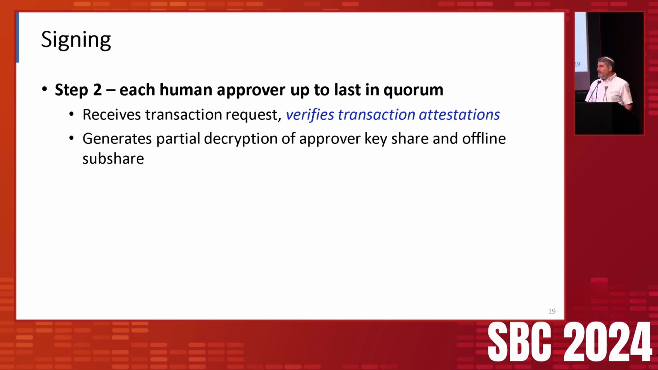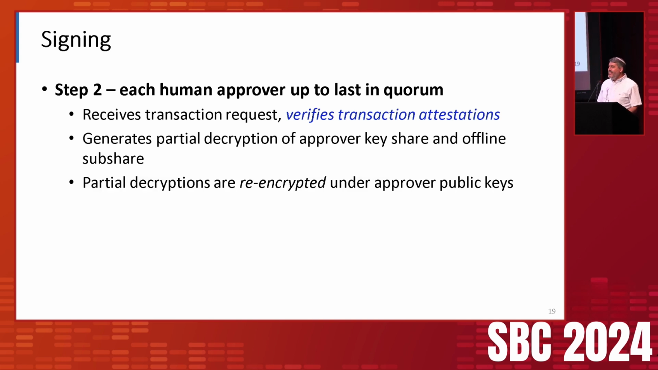But again, that's a choice of whether we want or not, but all the others always will verify before doing anything. Now, each human approver, after verifying the attestation and saying, yes, these are fine, will generate a partial decryption of the shares that are needed. There is the approver share, and there's also the sub-share generated by the offline environment. So there are 2 shares here that partial decryptions need to be generated for, and this is what that human approver will do. And then those partial decryptions will be re-encrypted under the public keys of the approvers.